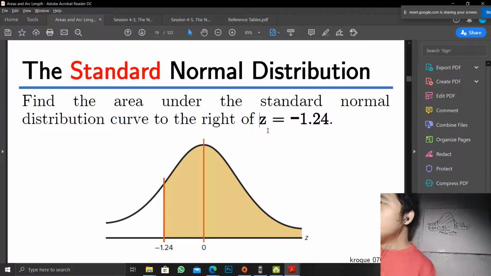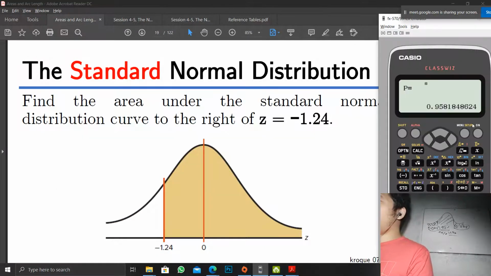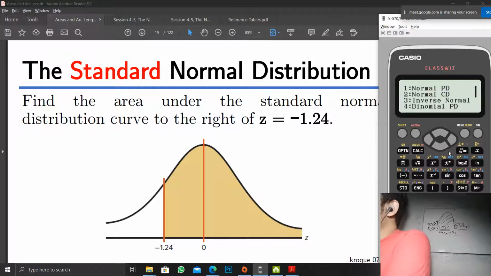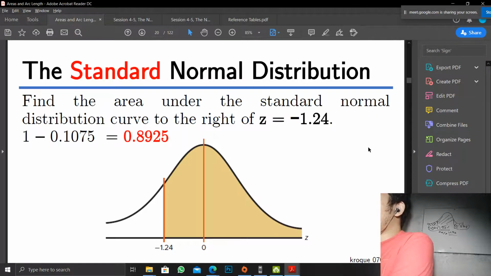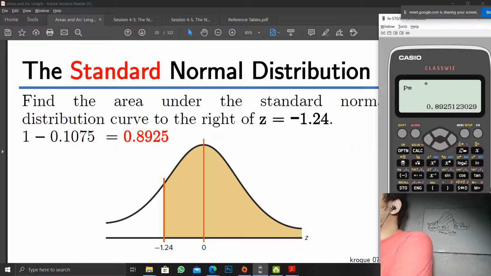Next, to the right of z equals negative 1.24. Same thing. By the way, ang ginawa ko pala is, you let a very low random number, very low, as in super low, tas upper is your z-score. Ito naman, baliktad in this case. Kasi to the right negative 1.24, tas super high random number. Let's see the answer. 0.8925.